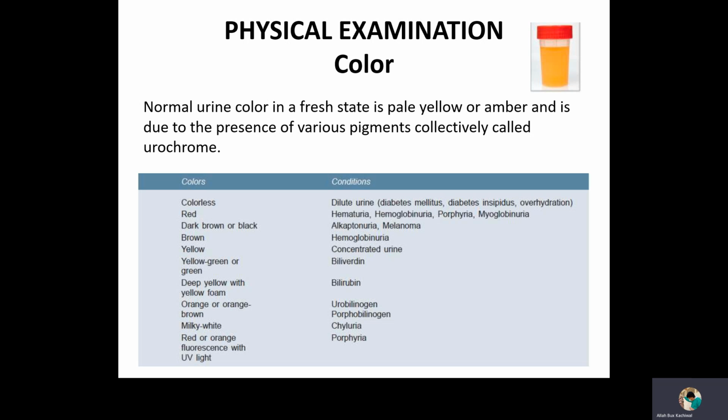Yellow-green or green can be seen with biliverdin, whereas deep yellow with yellow foam is seen with bilirubin, whereas orange or orange-brown can be seen with urobilinogen, whereas milky white can be seen in chyluria, whereas red-orange fluorescence with UV light can be seen in porphyria.